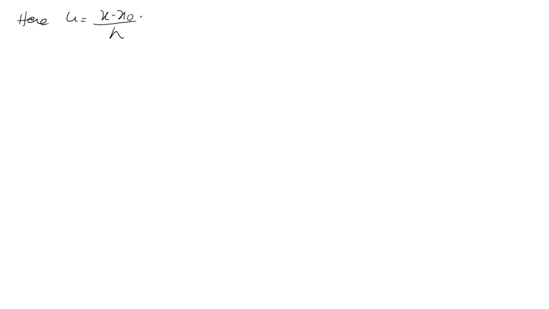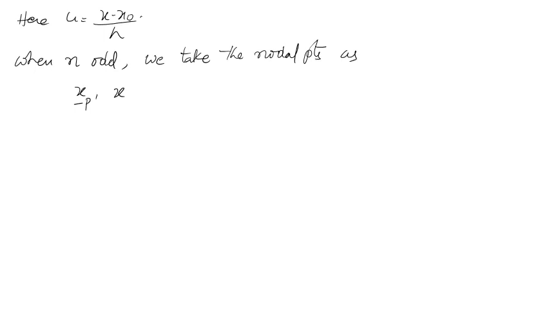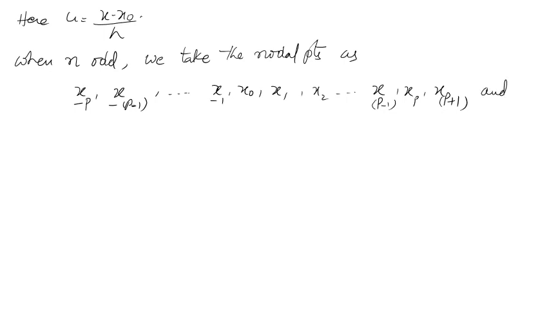Okay. Now when n is odd, we take the nodal points as x minus p, x minus p minus 1, and so on, x minus 1, x naught, x1, x2, and so on, x p minus 1, x p, and x p plus 1. See the nodal points, x naught, this is up to p, and here one more point is there, that is x p plus 1.